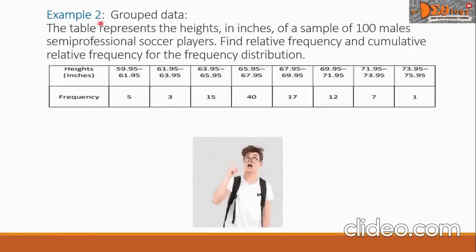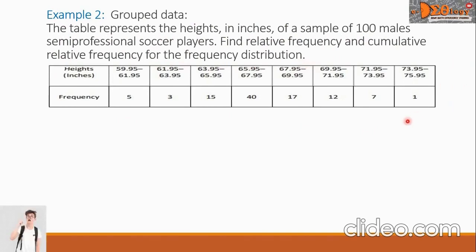Let us have example 2. This time for grouped data. The table represents the heights in inches of a sample of 100 male semi-professional soccer players. Find relative frequency and cumulative relative frequency for the frequency distribution. This is now the given table.